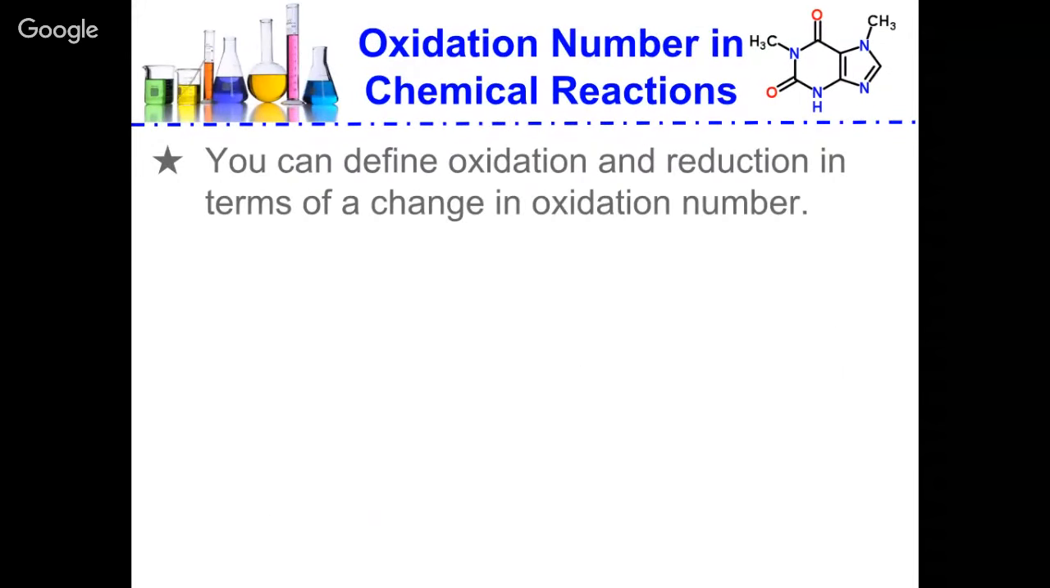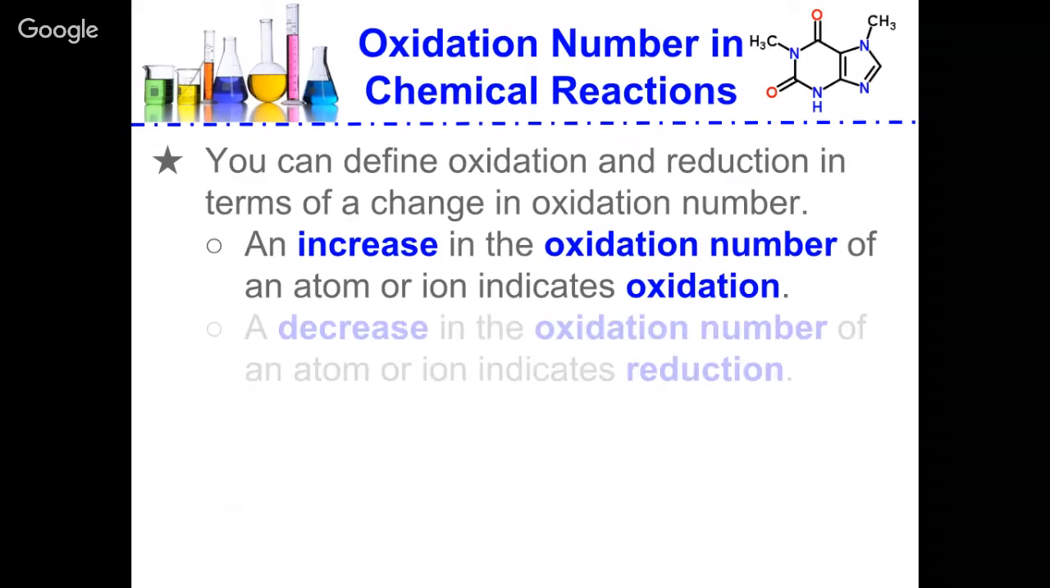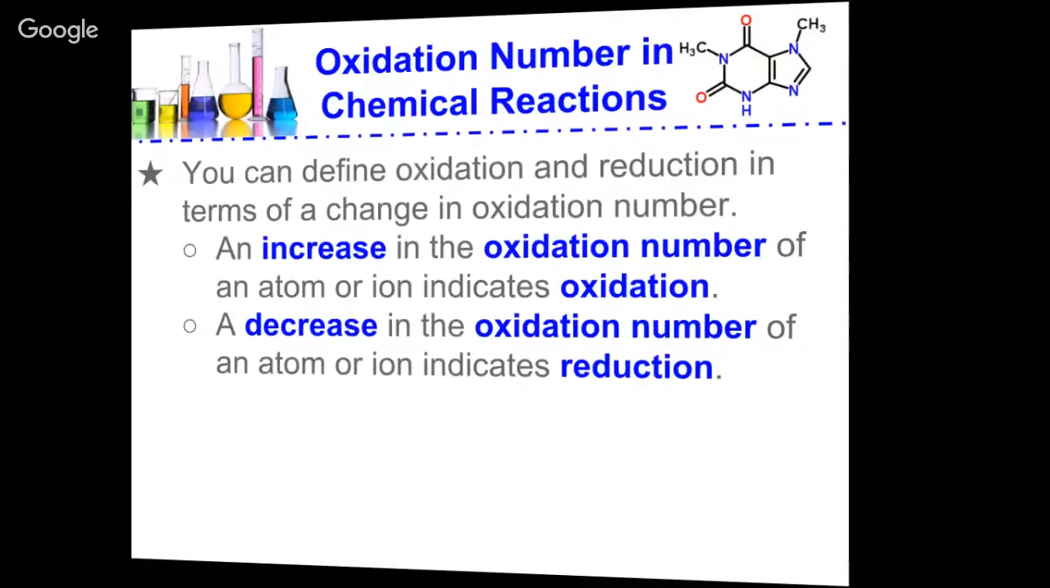So you could define oxidation and reduction in terms of change in oxidation number. An increase in the oxidation number of an ion or atom indicates that it was oxidized or underwent oxidation. A decrease in the oxidation number of an atom or an ion indicates reduction.